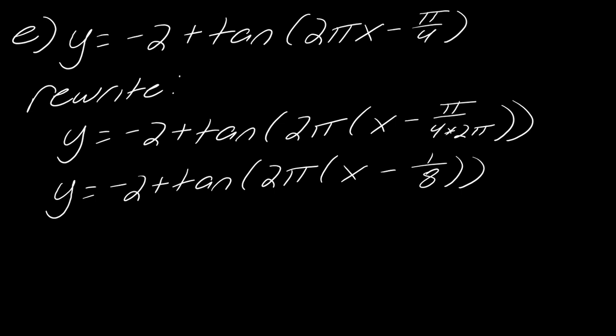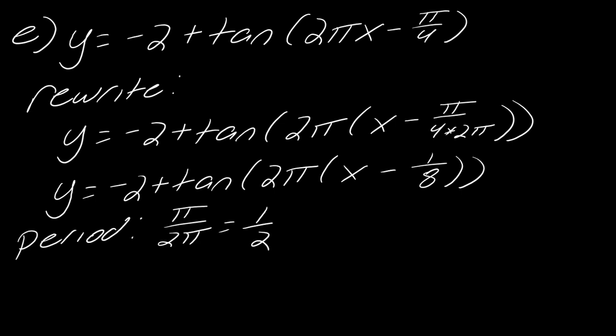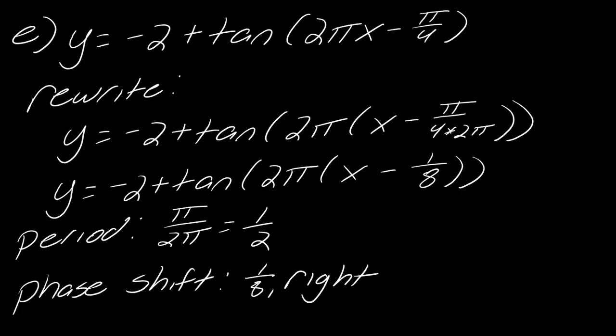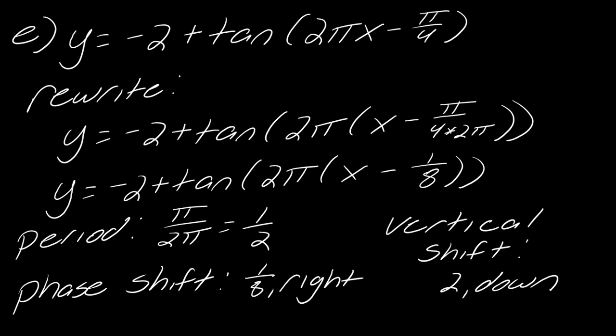So if you haven't yet, I would suggest pausing and trying to find the period, the phase shift, and the vertical shift. Okay, so in this case, my period is going to be pi over 2 pi. So I just take this number and put it under pi, and that will simplify to 1 over 2. My phase shift is just this number here, so it's minus 1/8, which would be 1/8 to the right. And then I have a vertical shift. This is negative 2. That's a number on the outside, so it's 2 down.